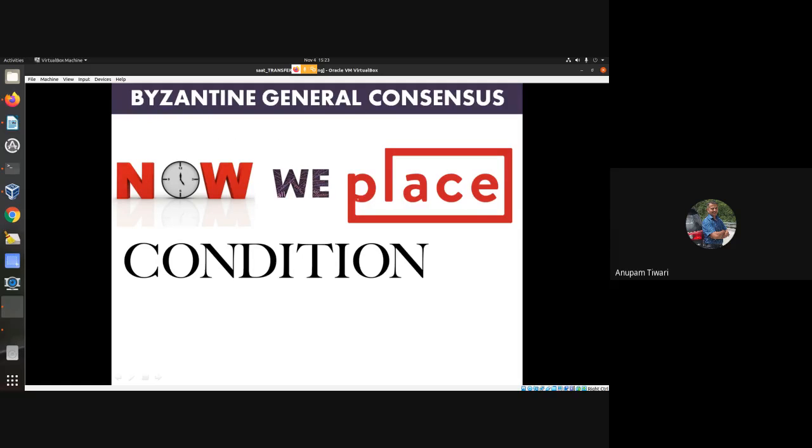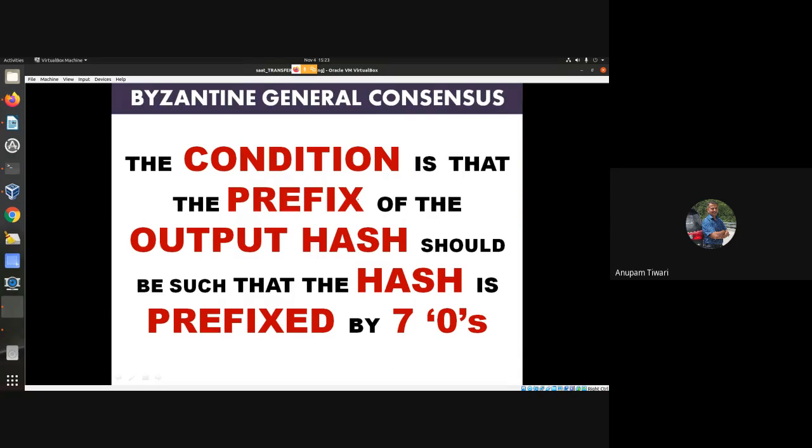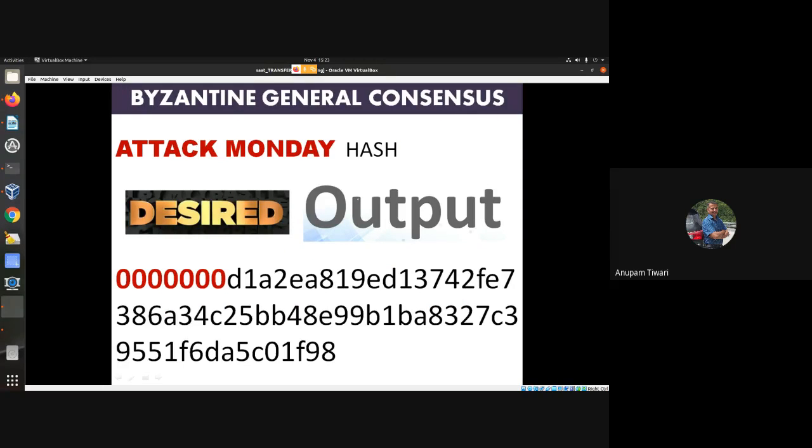But we place a condition here that there has to be a prefix to it. Whatever hash is generated for the message, like attack Monday, it has to be prefixed by a certain number of zeros. For example, here we have taken the number of zeros to be prefixed as 6 or 7, I think. So we have taken 7 zeros to be prefixed. So attack Monday, we take the hash, and the desired output can be any hash, any string of numbers, but it should be prefixed by 7 zeros. Now this is the condition.